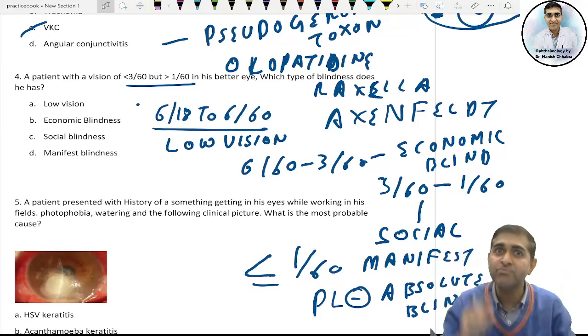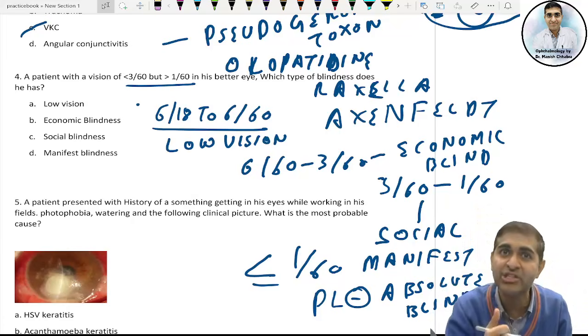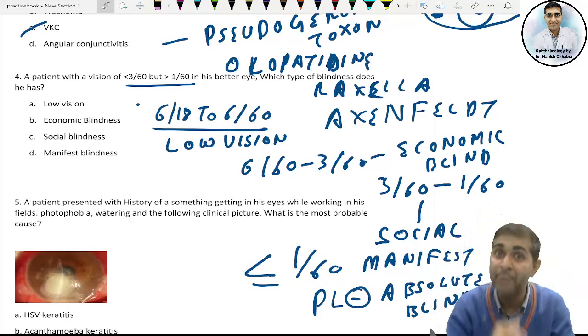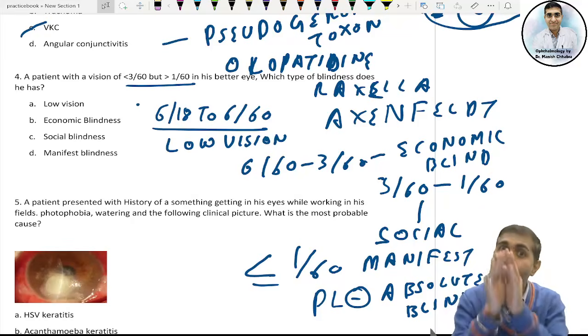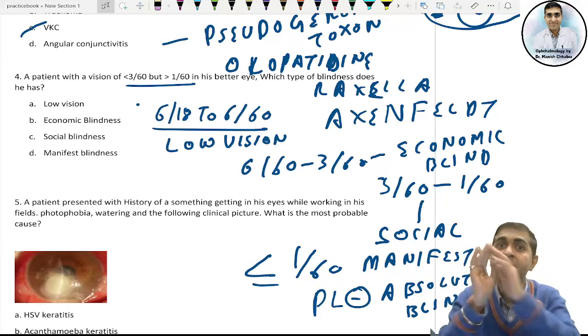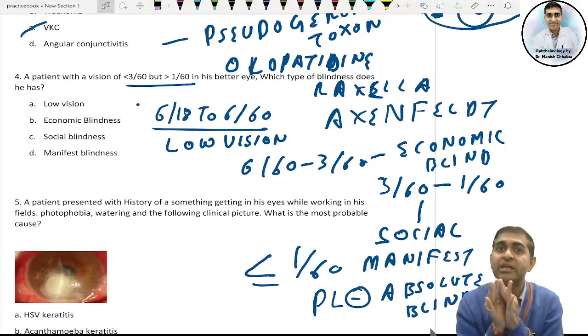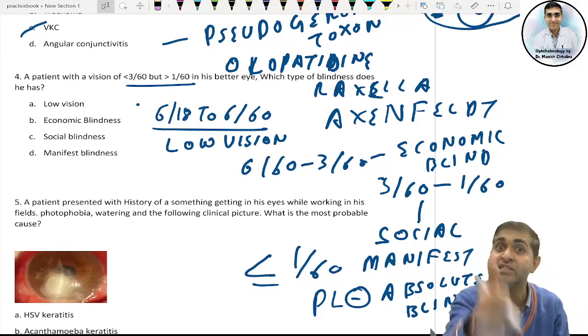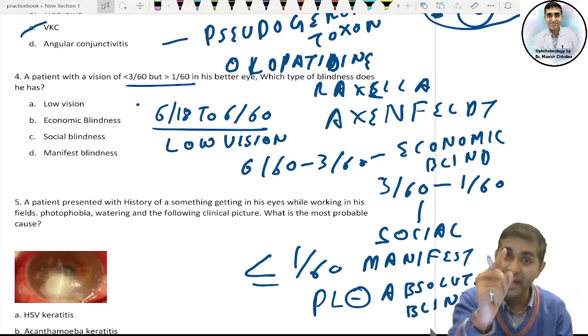But if I wear spectacles and my vision becomes 6/60, then as per NPCB, it will not be regarded as blind. But now both NPCB and WHO, if your vision is improving more than 3/60 with best possible correction, you will not be regarded as blind. Is it understandable? This is a recent change which has happened just 3-4 months back. So it can be asked, right?